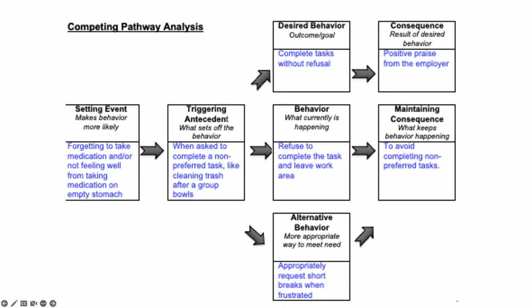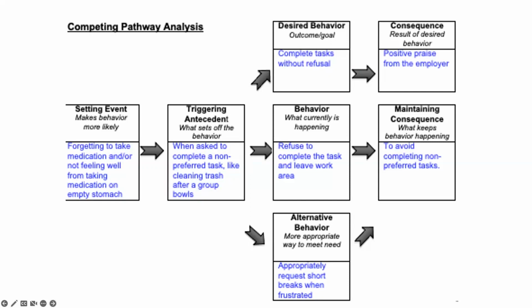In Tony's case, I'm taking all of the information that I have gathered thus far, and I'm going to fill in these boxes to try to identify a new alternative behavior. Currently, what is making the behavior more likely, or the setting event for Tony, is forgetting to take his medicine or not feeling well because he took medicine on an empty stomach. The triggering antecedent, what sets off the behavior, is when he's asked to complete a non-preferred task like cleaning up the trash. And the behavior that we are seeing is that he refuses to complete tasks and leaves the work area.